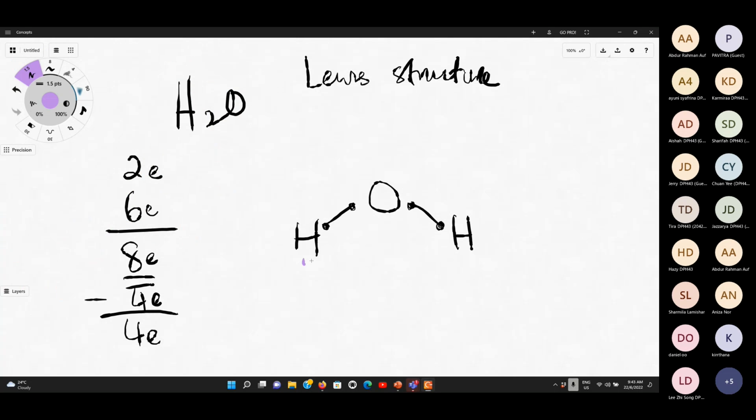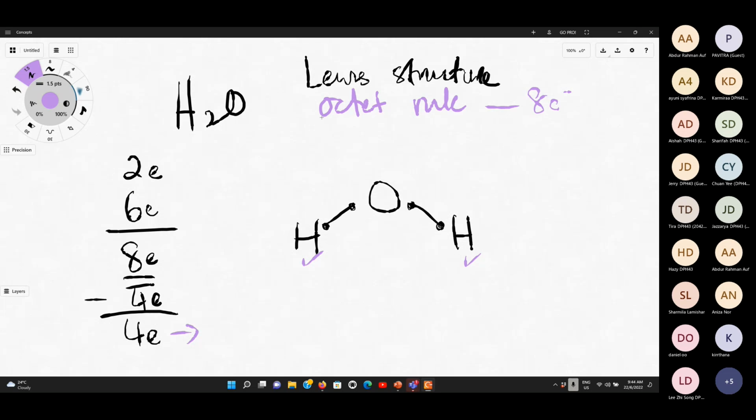Okay, so hydrogen is complete. Tak boleh tambah lagi dah. So 4 elektron ni boleh pergi mana? Oxygen lah is the answer. Okay, so in every Lewis structure, kalau kamu nak lukis, you always prioritize the central atom. So in this case, oxygen masih belum lagi penuh. Okay, we need to complete dia punya octet rule. Meaning, sesuatu atom tu kena ada 8 elektron dalam dia punya valence shell.